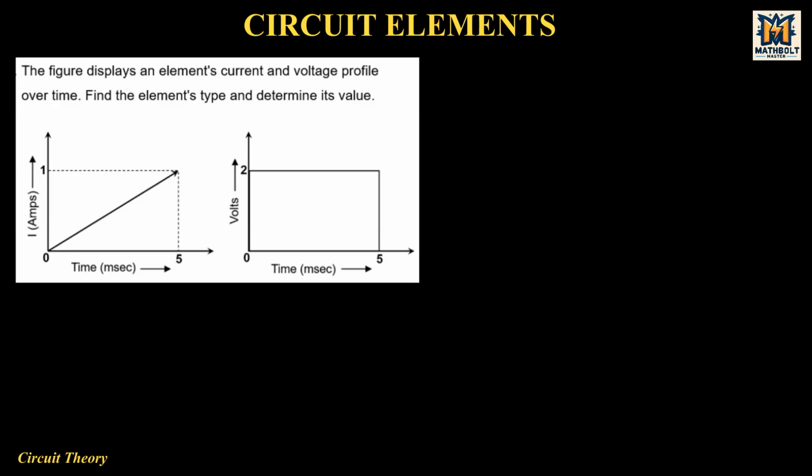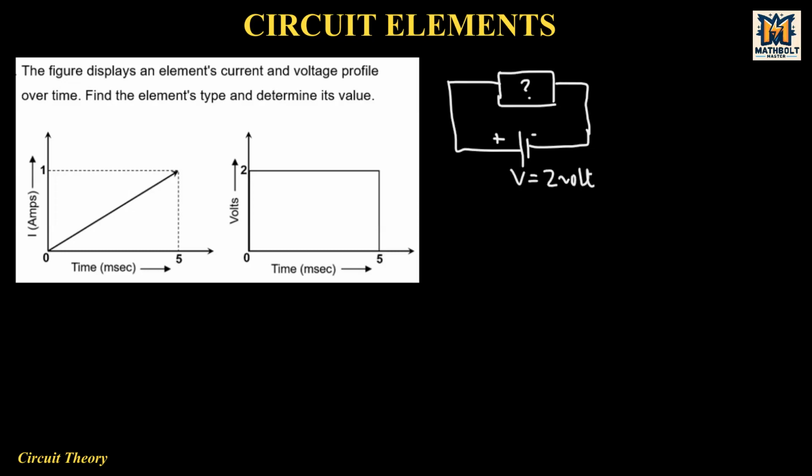So in this particular question, the figure displays an element's current and voltage profile over time. Find the element's type and determine its value. Two profiles are given: one is the current profile and the other is the voltage profile. The question gives an unknown circuit element. I connect this unknown circuit element across a battery of plus V volts, whose value is 2 volts. The current response and the voltage response graphs are given.